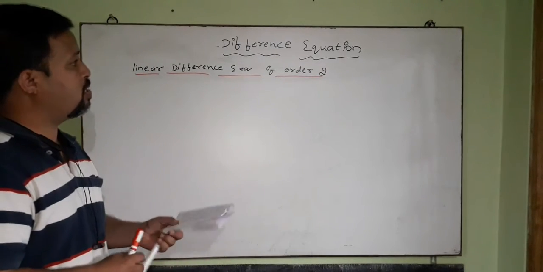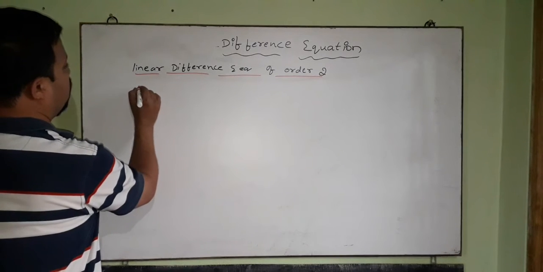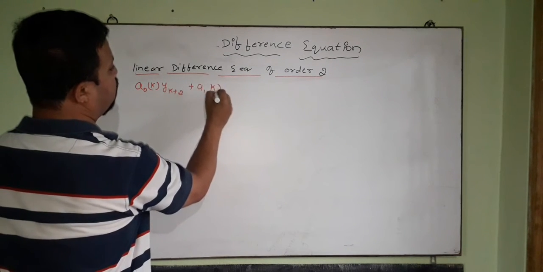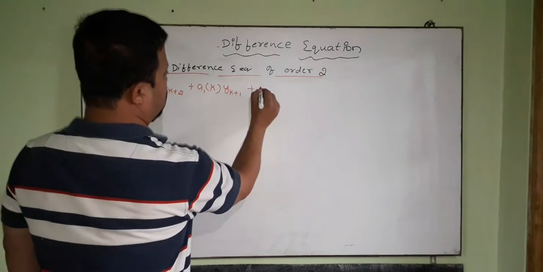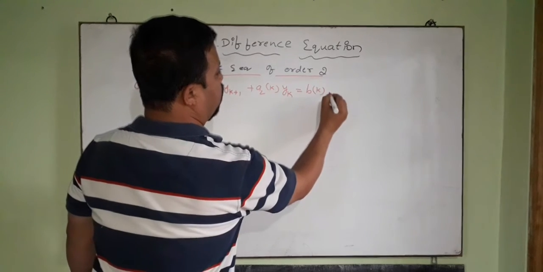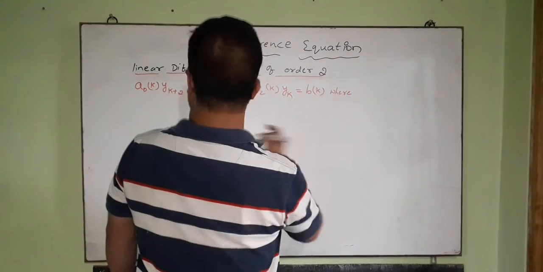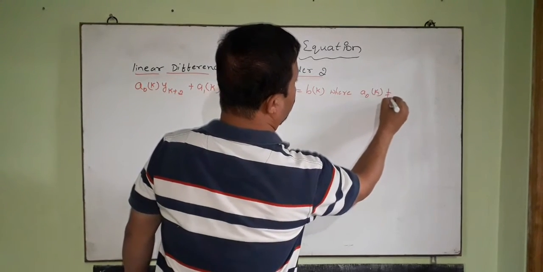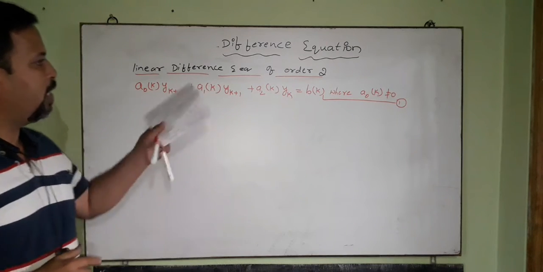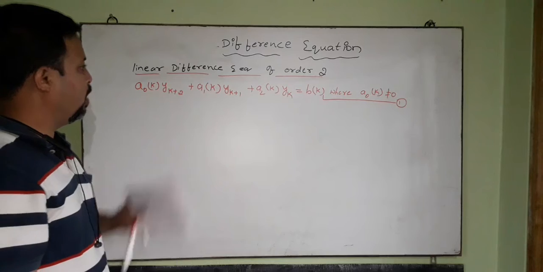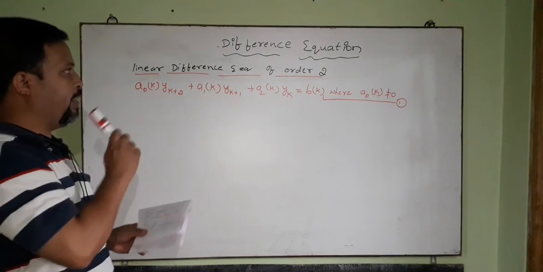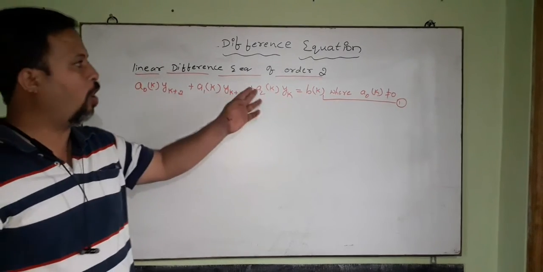We have seen the order of a difference equation. Now we see the linear difference equation of order 2. Write an equation: a naught of k y of k plus 2 plus a1 of k y of k plus 1 plus a2 of k y of k is equal to b of k, where a naught of k is not equal to 0. Call this equation number 1. If we find the order of this equation, its order will be 2, since k plus 2 minus k gives 2. Therefore it is called a linear difference equation of order 2.